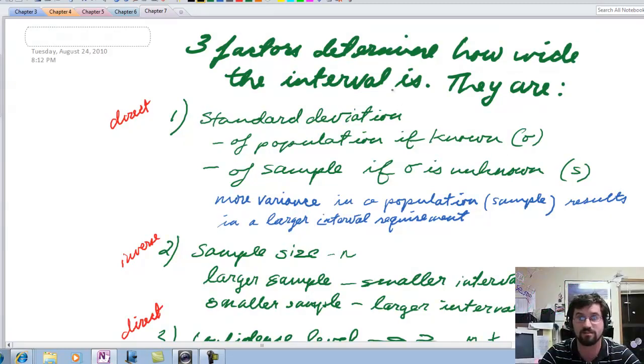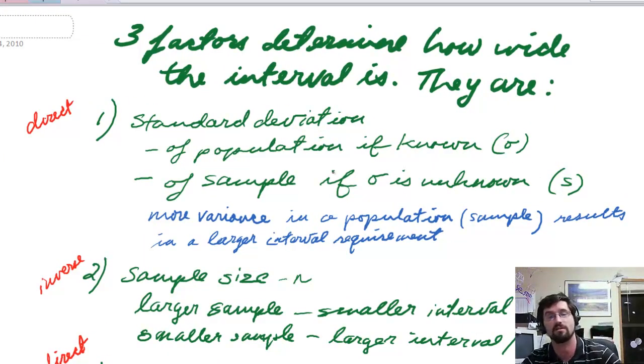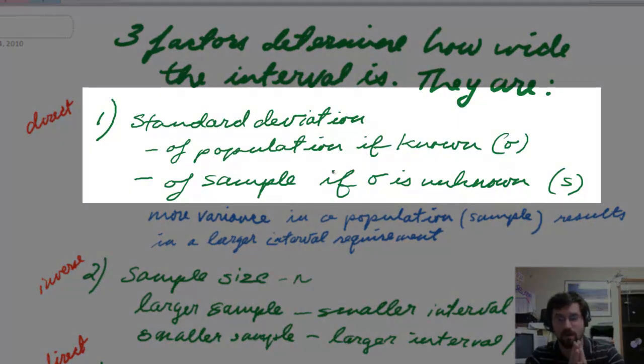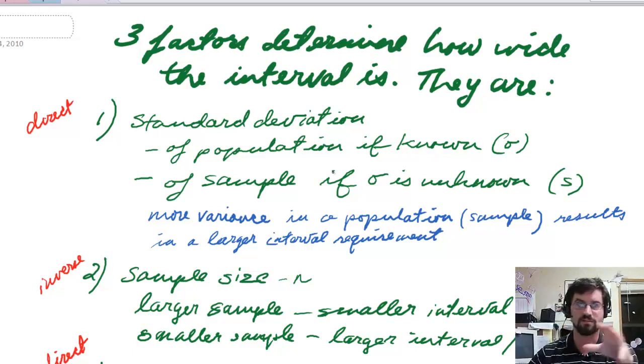The three factors that determine how wide the interval is are, first, the standard deviation. Now, there's two kinds of standard deviation you can get. And again, as I'm talking about this, I'm contextualizing this discussion in doing an interval estimate specifically for means, not for standard deviations. So everything I'm talking about so far is for doing interval estimates of means.